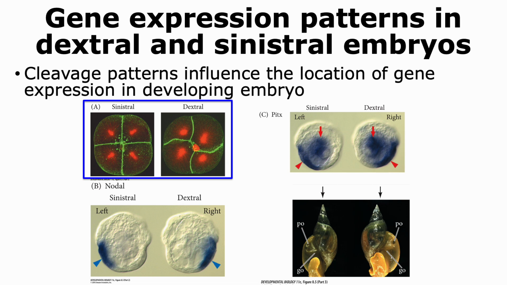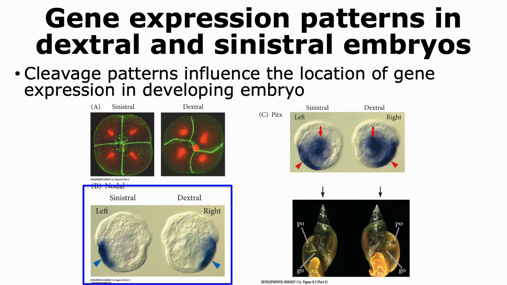Now, since the cleavage occurs as mirror images of each other, when we look at the expression of proteins or gene expression during embryonic development, it also shows a mirror image pattern. This is what is shown in the blue box in the panel below. In this case, we are looking at the expression of a protein called nodal. And when we look at nodal expression in sinistral versus dextral, we can see that it is being expressed once again in a mirror image pattern.